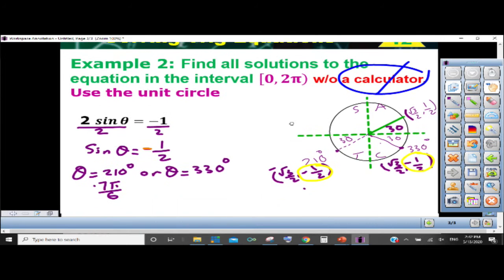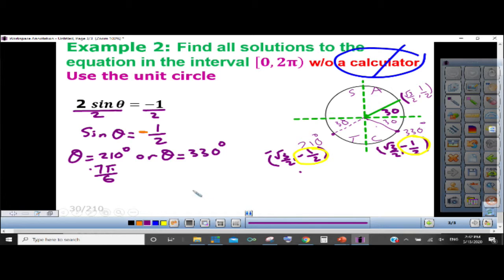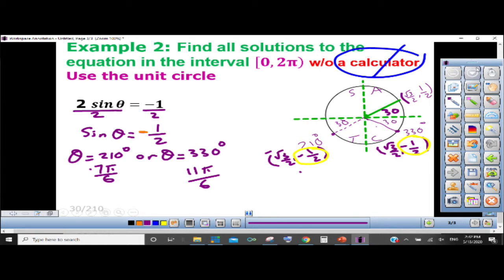7 pi over 6. And the other one, I'm going to keep adding sixes. If I land on 11 pi over 6, that's 11 sixes of the pi, which will give you exactly what you need, which is 330. Okay, that's because my range was increasing here. That gives me broader choices, more choices.